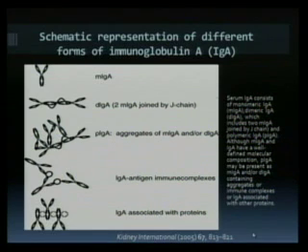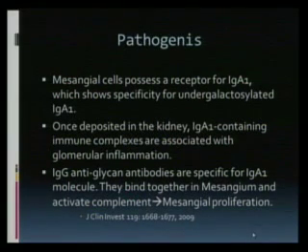So that's what happens. And this is an illustration of the different forms you can have: monomeric, dimeric, and then polymeric, and so forth. These are the aggregates that form. This abnormal, underglycosylated IgA1 has a very high affinity for the mesangial cell, which is located in the kidney. The mesangial cell possesses a receptor for IgA1, which causes immune complex glomerular inflammation.